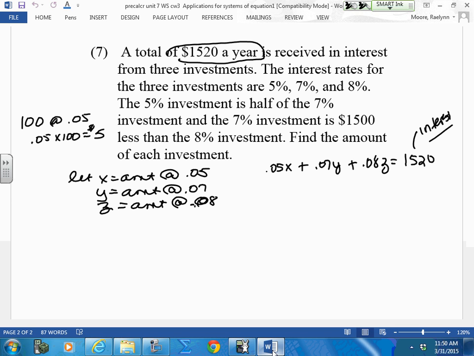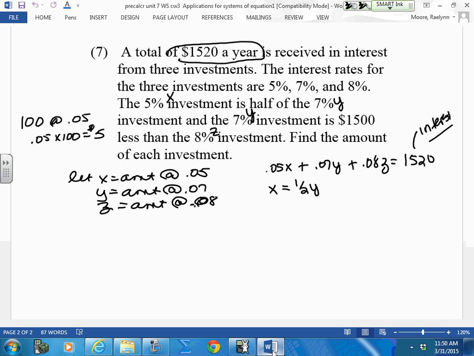So now we look for another statement. The 5% investment is half of the 7% investment, and the 7% investment is $1,500 less than the 8% investment. Now, what I find easier is to go back up here. The 5% is your X, 7% is your Y, and Z. Put the letters up there. So I want to say the 5% investment is half. So whatever I invested at 5% is half of the 7%, which is my Y.